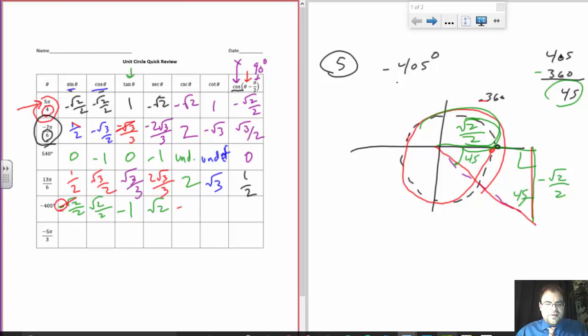Okay, same process. Cotangent is the cosine divided by the sine. So it's going to say this divided by this, which will give you negative 1. It's just the same two things, except one of them is negative, the other one's positive. Alright, so we're going to keep going.